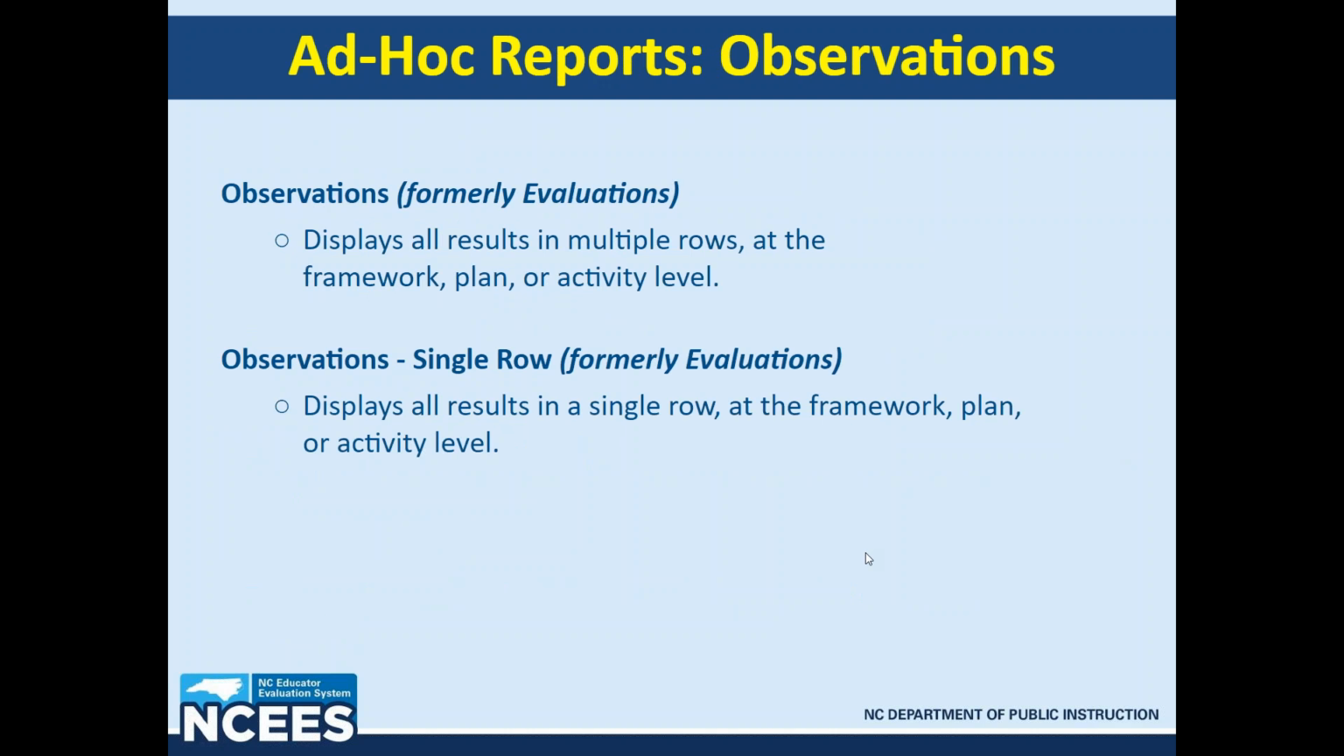And then you have your observation reports. These were formerly called evaluations. They display all the results in multiple rows at the framework. Framework is your plan type. Is it a comprehensive teacher plan or counselor standard plan, that kind of framework? And the activity level that you want to pull the report from. What part of the activities do you want to pull that are in the observations? And then observation single row displays all results in a single row with the same levels, the framework and activity levels, more detailed.